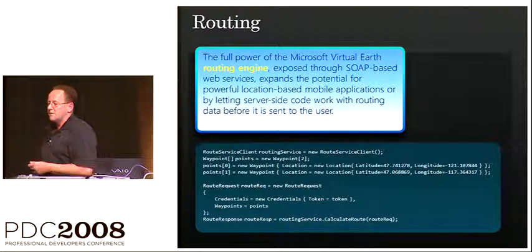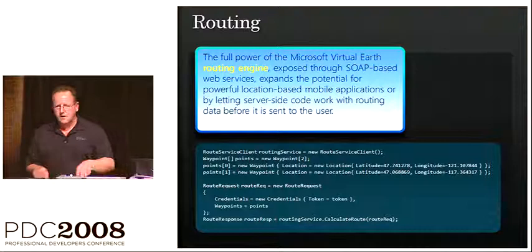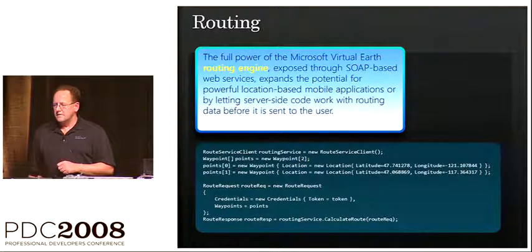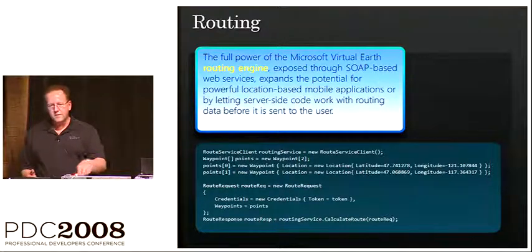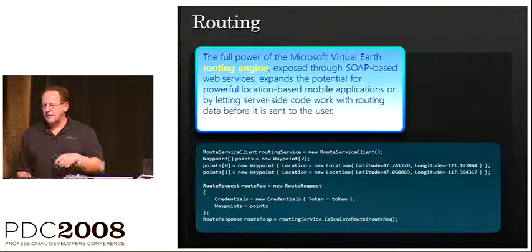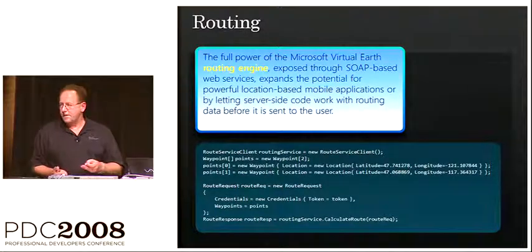Next service I want to talk about is our routing service. And like I said, this provides the ability to do simple routes or complex multi-point routes. The means of doing this is to simply create new waypoints. Then you just add them to the route request. And then you call calculate route. And I'll show you an example of that here in just a minute.